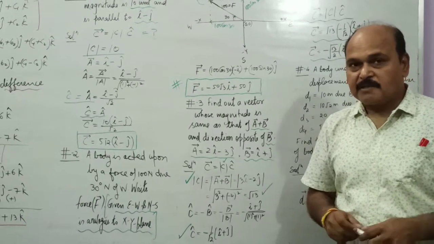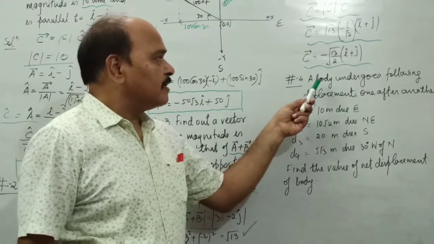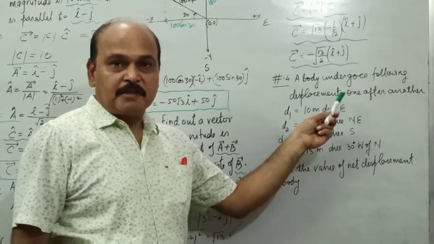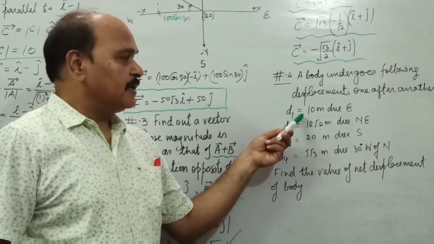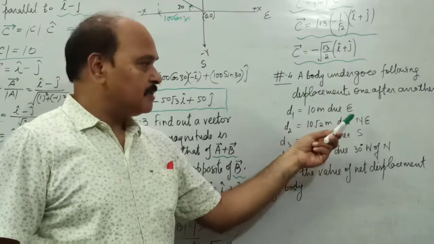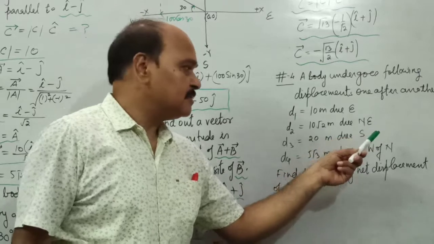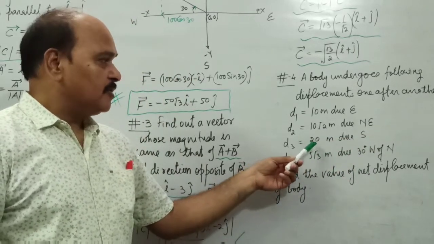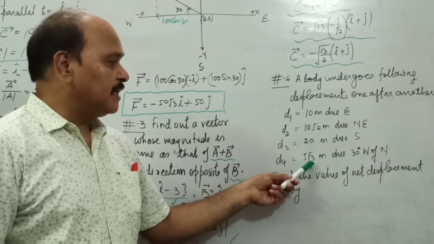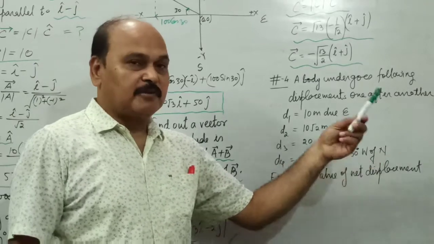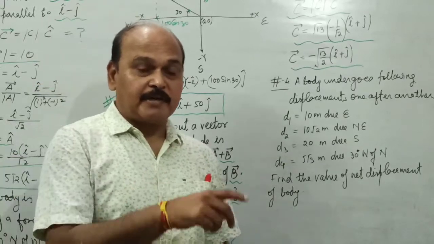And the last question of the day is, a body undergoes following displacements one after another. The displacements are d1, 10 meter due east, d2, 10 root 2 meter due northeast. Third displacement is 20 meter due south, and fourth displacement is 5 root 3 meter due 30 degree west of north. So a body undergoes these four displacements one after another.